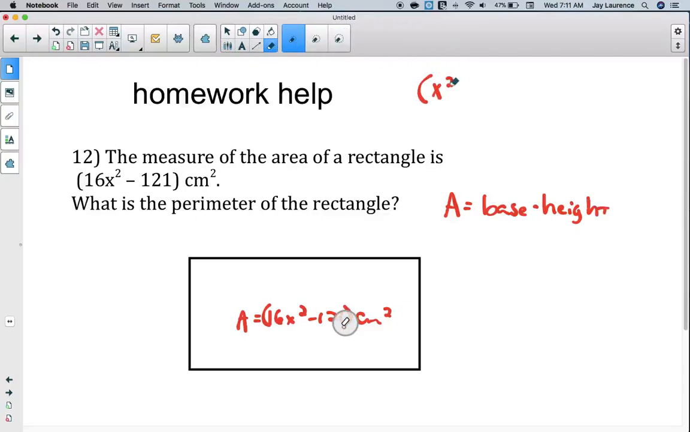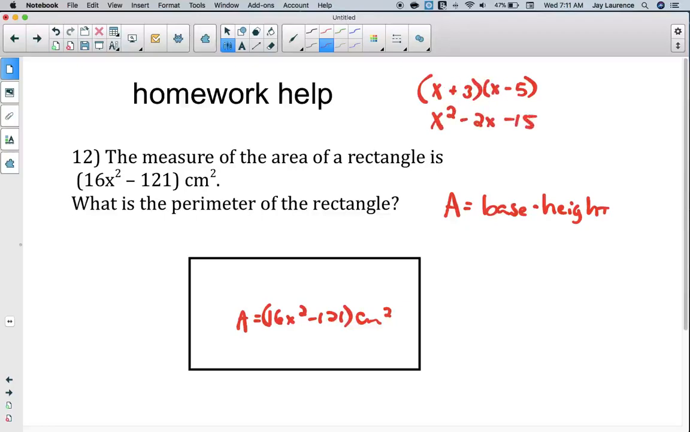Now, if you think about it, if I have x plus 3 and x minus 5, that's a situation where I need to double distribute, right? I know you think I've gone off on a tangent, but come along with me. So I'd get x squared, a minus 2x and a minus 15, right? Well, I just multiplied a base times a height.